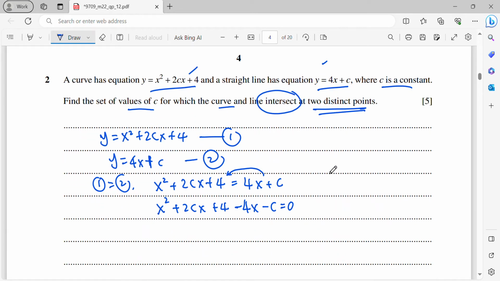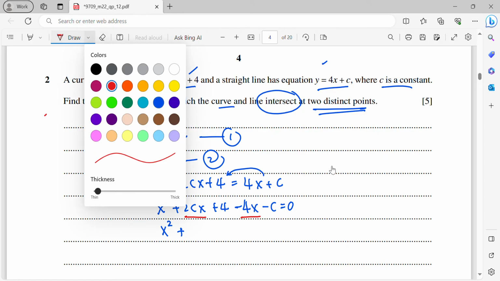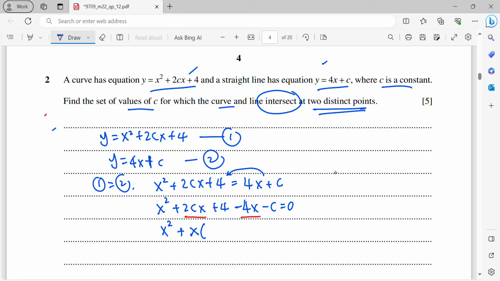Now here I will simplify first. So it will be x squared plus, for the x terms, here 2cx, here minus 4x. Therefore, I can factorize the x. Then the coefficients will be 2c minus 4, and the remaining constants will be 4 minus c, that equals 0. Since it's mentioned that they are intersecting at 2 different points, the discriminant will be greater than 0.